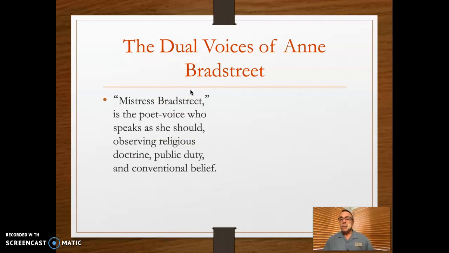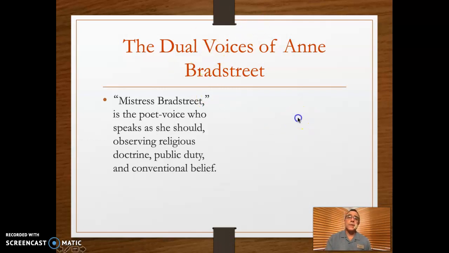So this is the poetic voice or the poetic entity that is doing what is expected of her as a Puritan woman in the 1600s. So she's being very observant about religion, about her duty, and her belief in God. She's following all the rules. And to be fair about it, she was religious. She was Puritan, but at the same time, she must have at least privately acknowledged to herself that there were deficiencies about the Puritan movement.